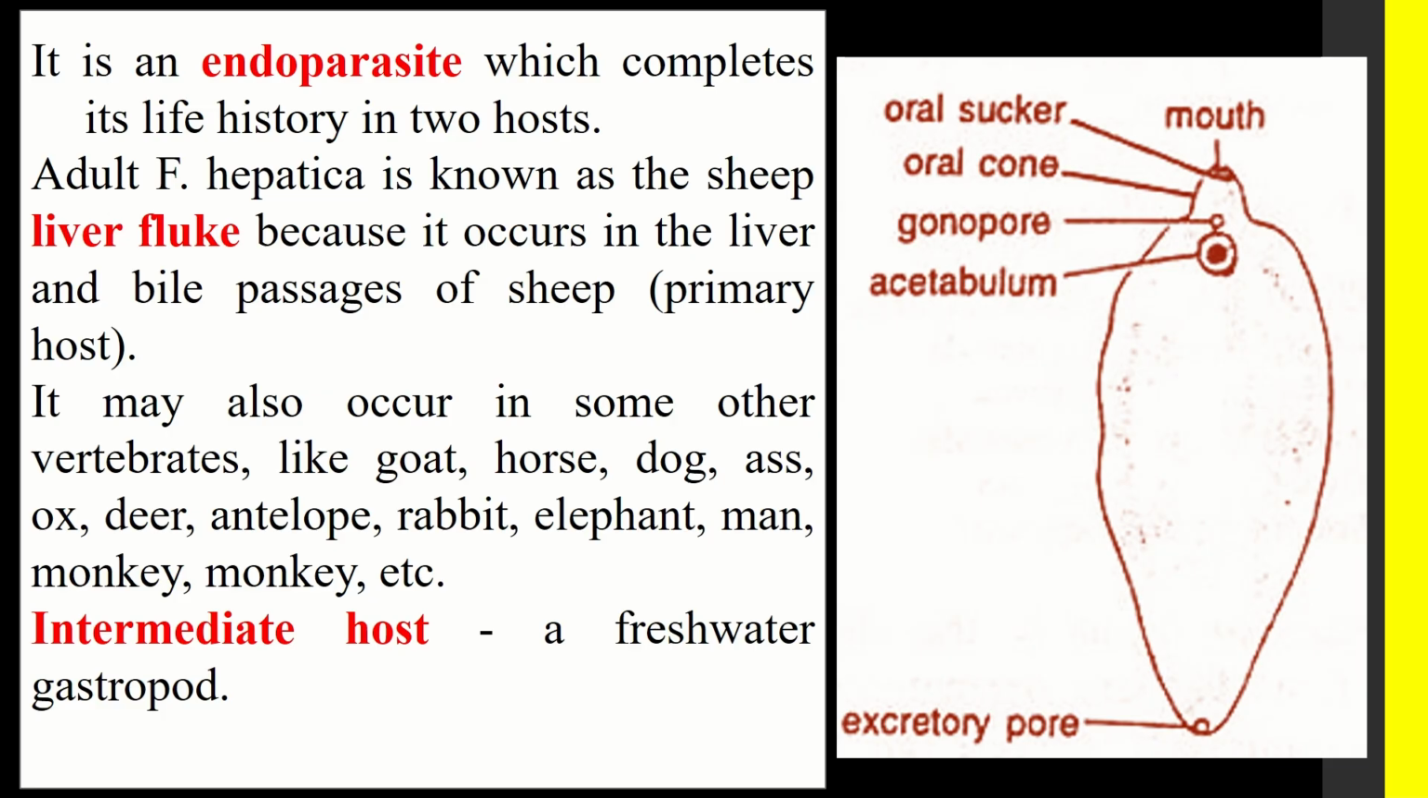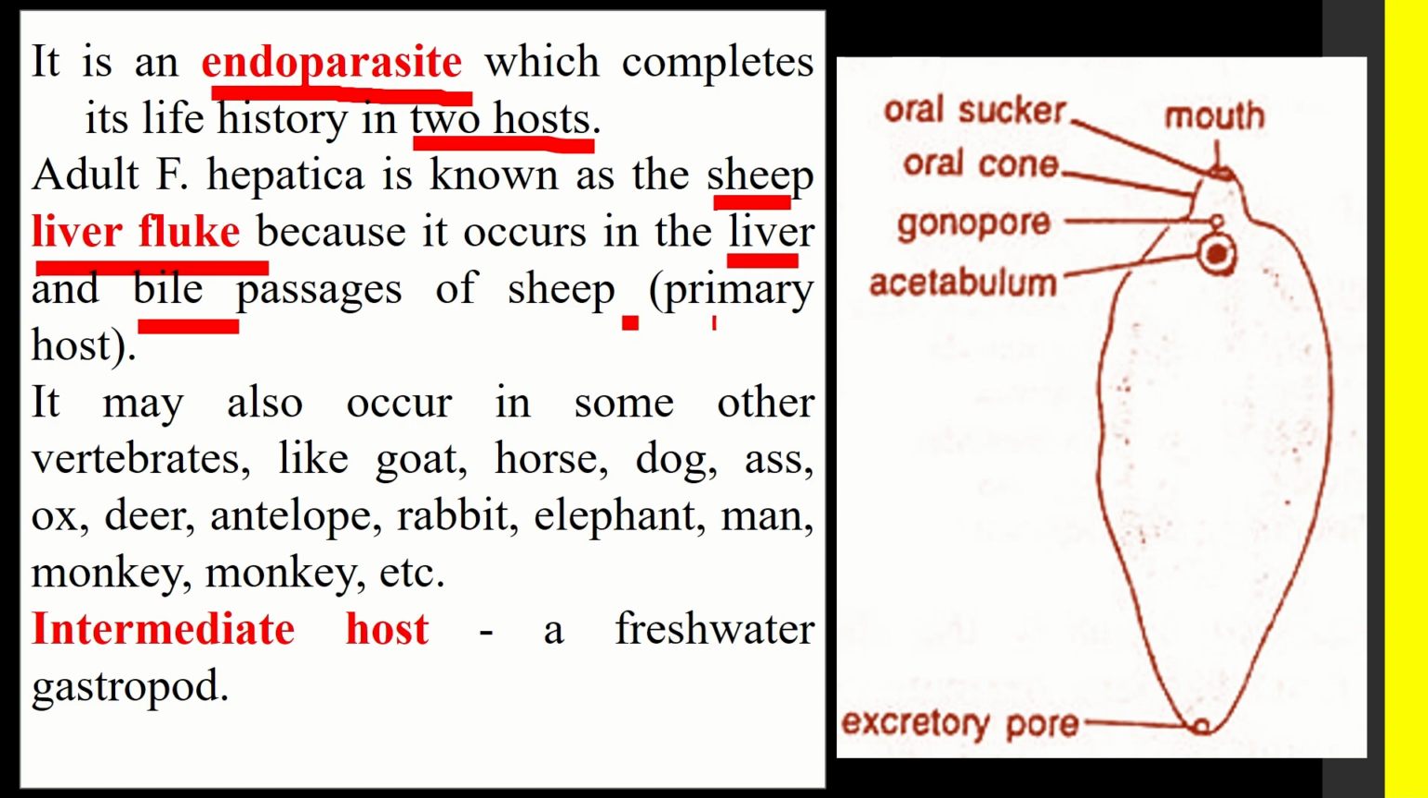Fasciola hepatica is an endoparasite which completes its life history in two hosts. Adult Fasciola hepatica is known as sheep liver fluke because it occurs in the liver and bile passage of sheep, which is the primary host.